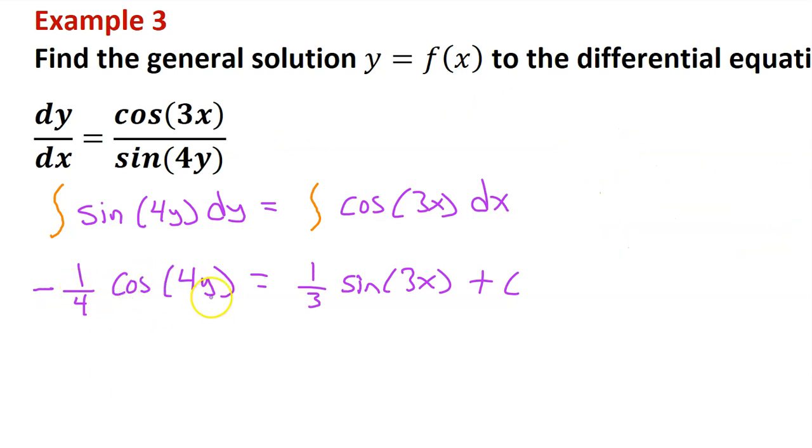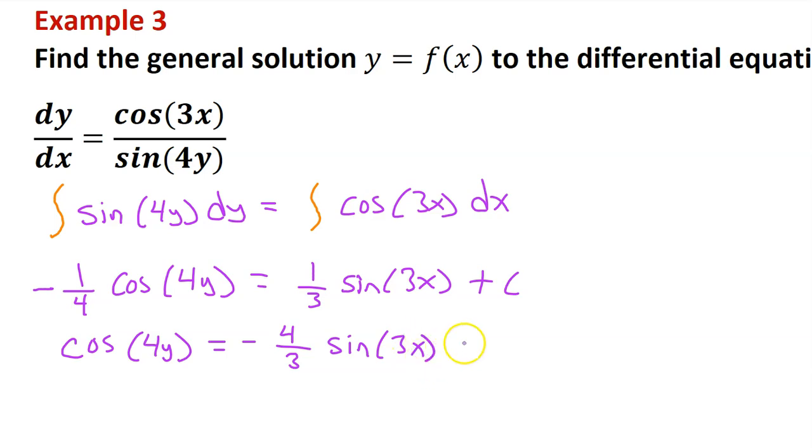Anyway, we need to solve this for y. So let's start by getting rid of the negative 1/4 by multiplying both sides of the equation by negative 4. On the left, that will cancel out the negative 1/4 and leave me with the cosine of 4y is equal to. Now, multiplying by negative 4 right here will give me negative 4/3 sine 3x. Oh, we need to multiply this by negative 4 as well. So this will become negative 4c.